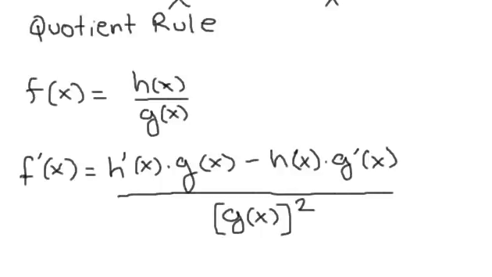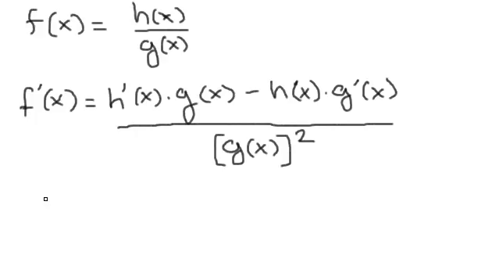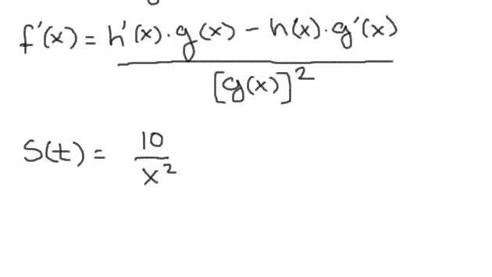Okay, so let's work another one. So let's say that we have, I'll use some different letters this time. Let's say we'll use t. The function, we'll call it s, and we have 10 over x squared. So yes, you could take this x squared into the top and use the power rule, but we're going to use the quotient rule on this. So we're going to take the derivative. First I'm going to write this, s prime of t.